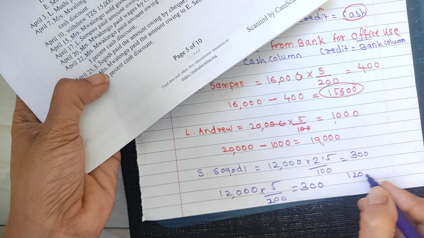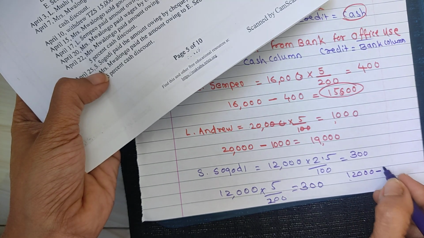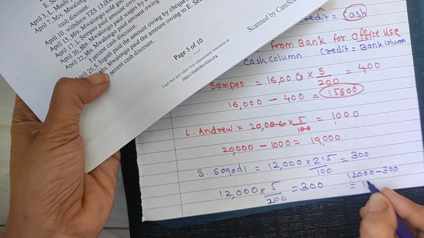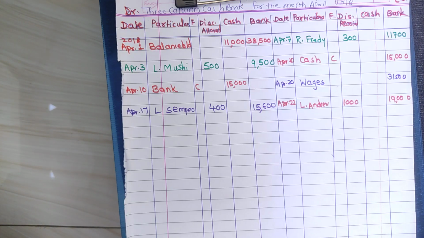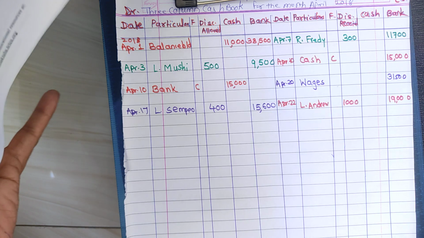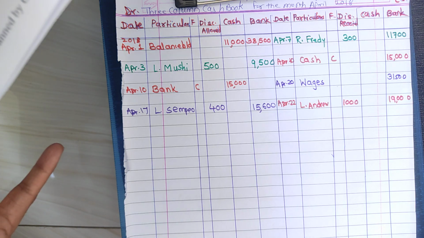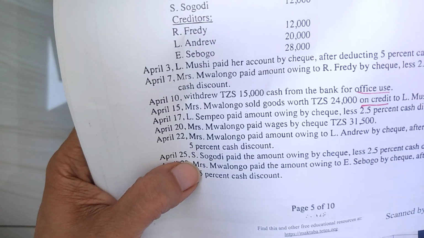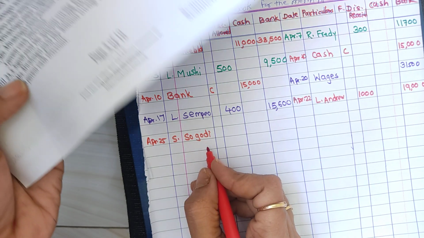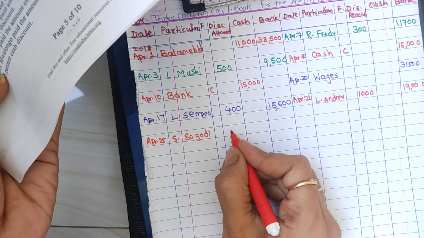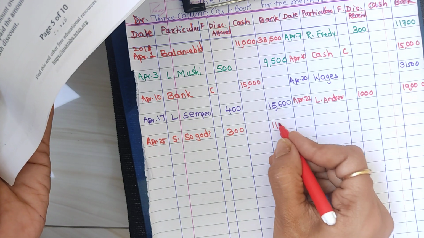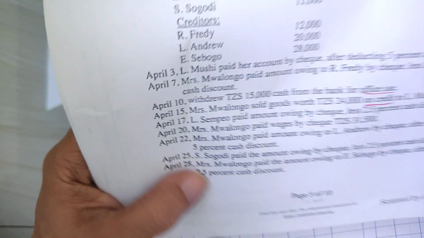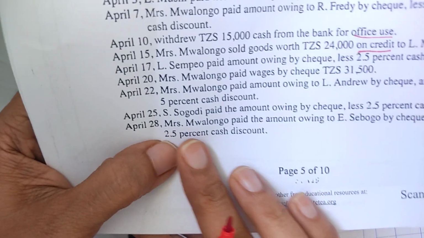So how much amount is paid? 12,000 minus this 300, which comes to 11,700. Okay, so writing it on the debit side, S. Sogodi, discount is given 300 and the amount received is 11,700.